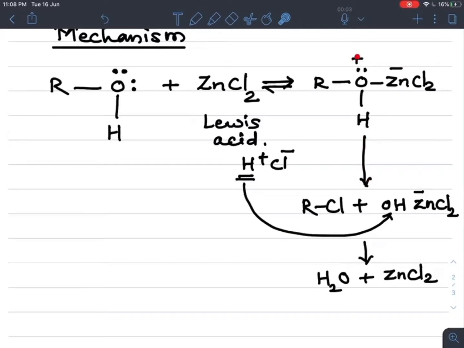By the formation of this positive charge on oxygen, this oxygen becomes unstable, and due to its highly electronegative nature, it attracts this pair of electrons towards itself. So these two electrons go towards this oxygen, and this alkyl group carries a positive charge. At the same time, HCl is present in this solution. So HCl breaks this way, H plus and Cl minus.